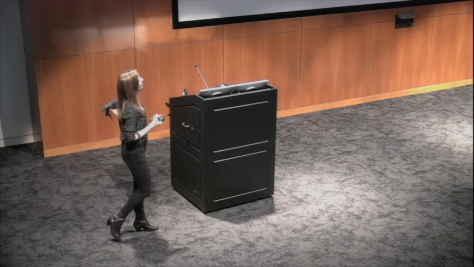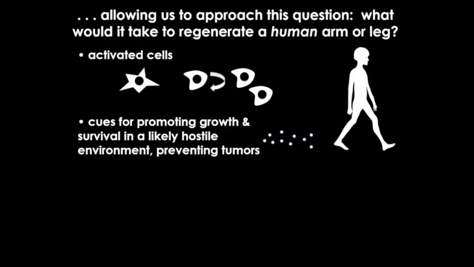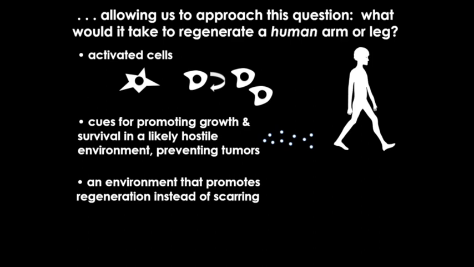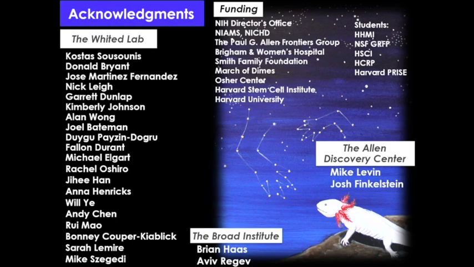So if you were going to make a human arm or leg regenerate, you would need some activated cells, whether they come from the patient, which would be sort of like a holy grail, or they come ex vivo. Those cells are going to need some cues for promoting growth and survival in a hostile environment, and preventing tumors, because you wouldn't want to trade regrowing your hand for cancer. And you want to make sure that they're in an environment that promotes regeneration instead of scarring. And then finally, the subject of this entire meeting, which is that these cells need patterning information to create an exact replica if it's going to be useful.